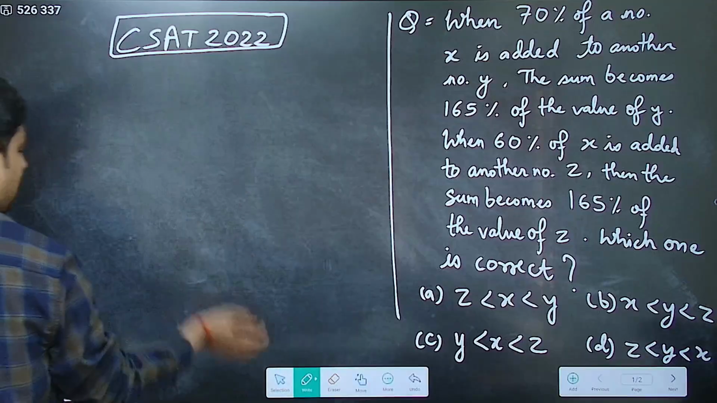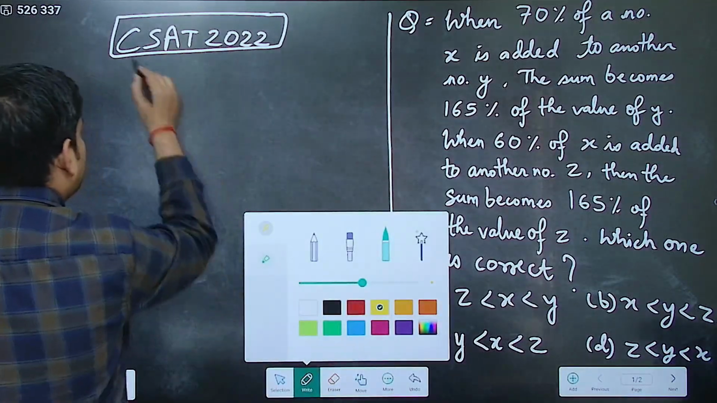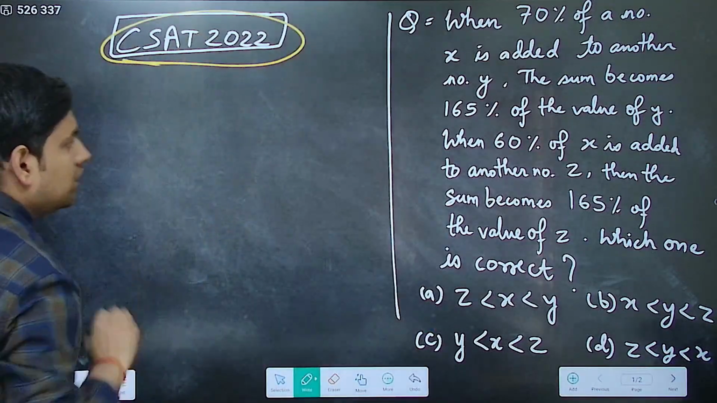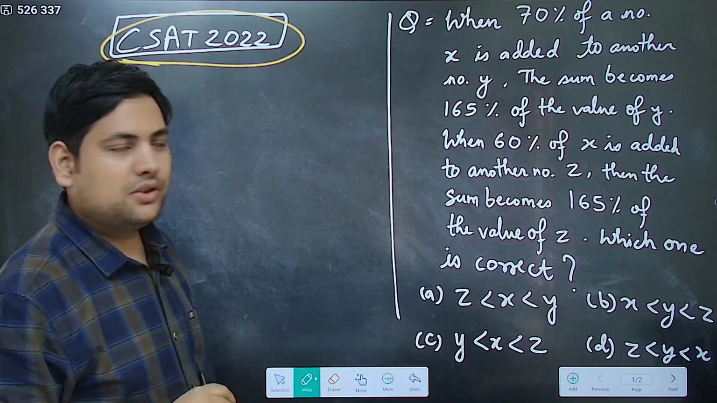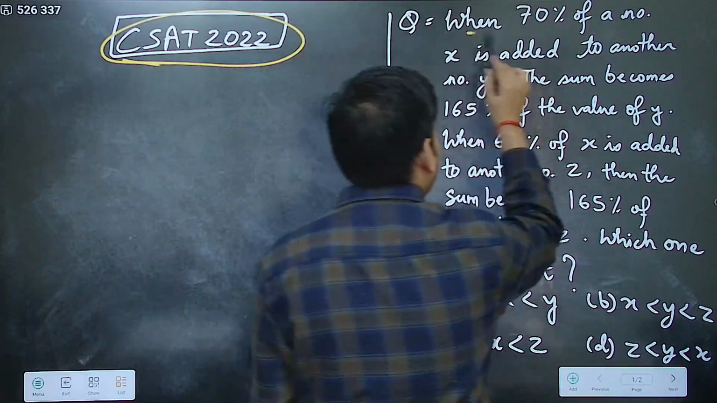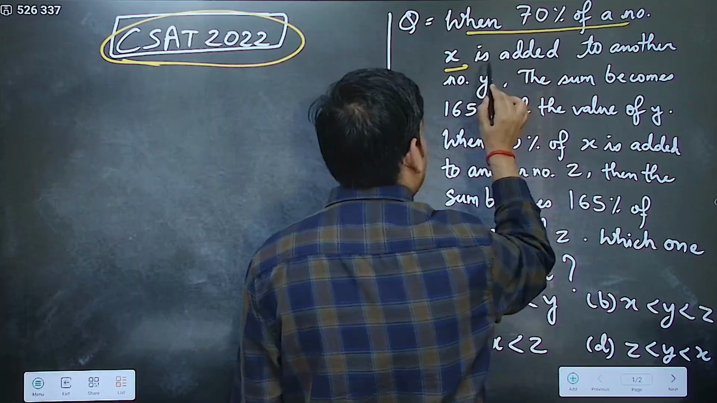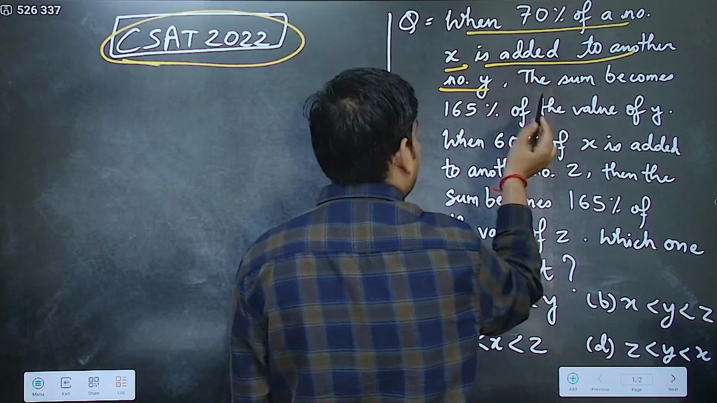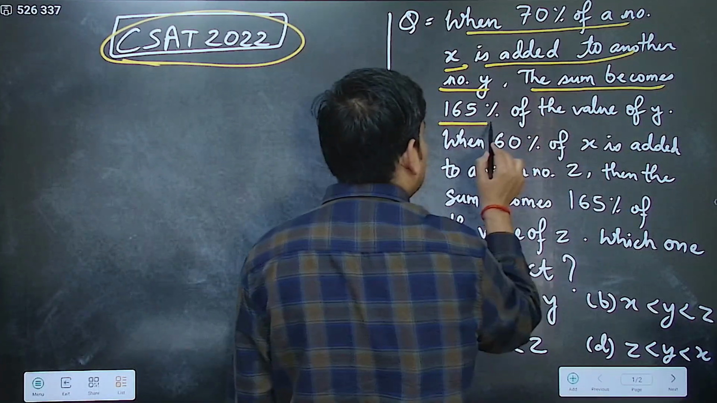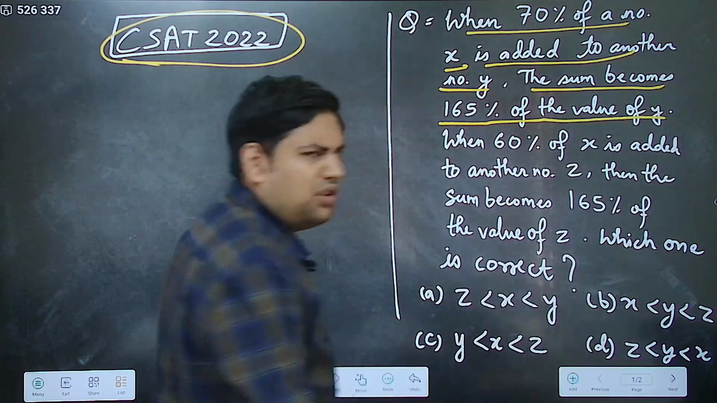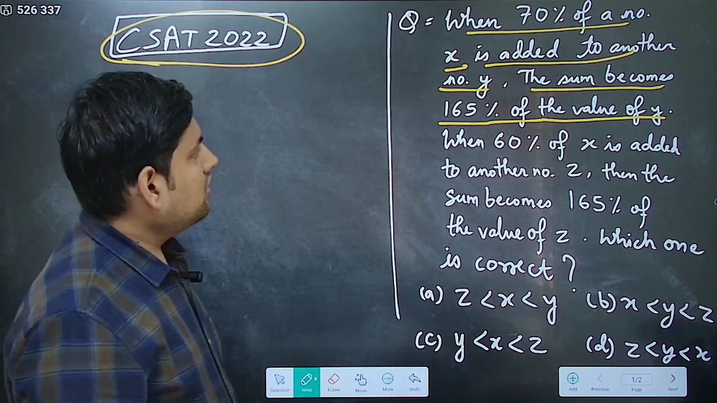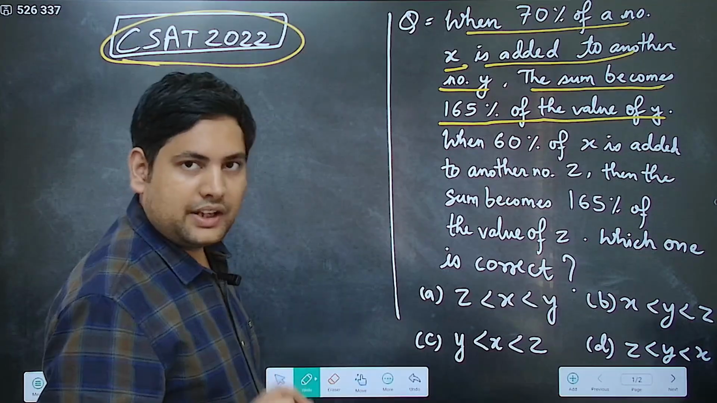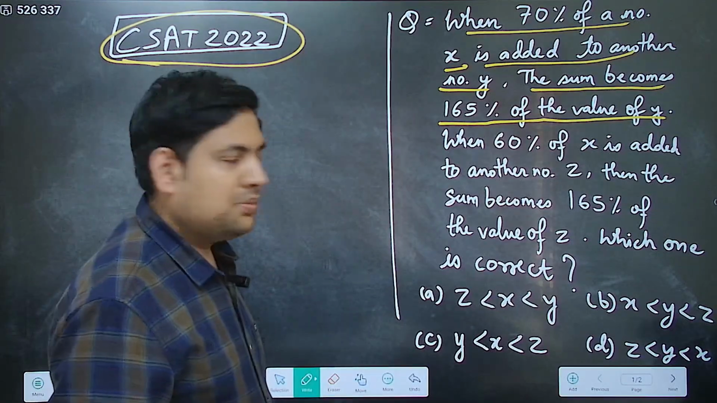So this is a question from CSAT 2022. What does the question say? The question says when 70% of a number x is added to another number y, then the sum becomes 165% of the value of y. Okay, so 70% of x is added to y, it becomes 165% of y.